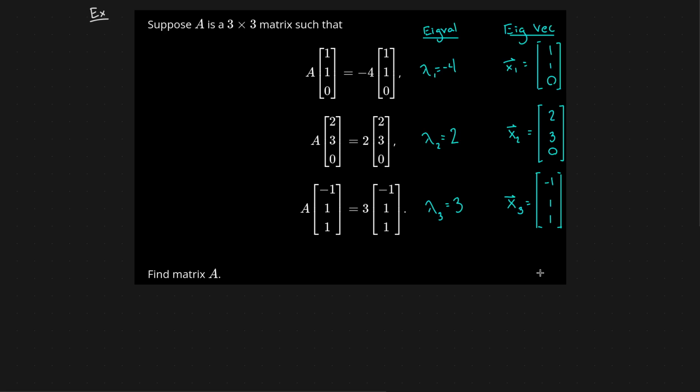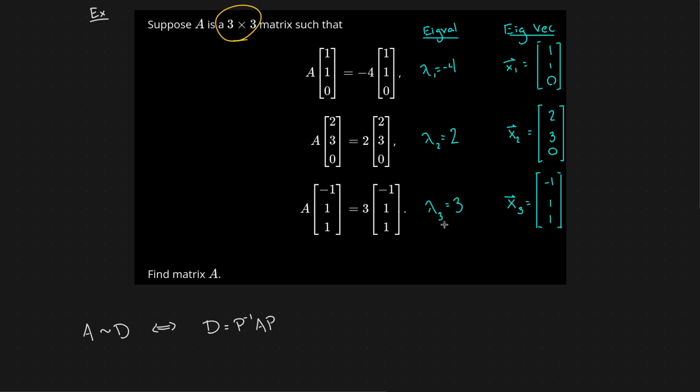Well, remember what we just learned about diagonal matrices. A is going to be similar to a diagonal matrix D if D is equal to P inverse times A times P, where the entries of D are the eigenvalues of matrix A, and matrix P are the eigenvectors of matrix A, as long as we have n linearly independent eigenvectors. In this case, we're dealing with a 3 by 3 matrix, so we need 3 linearly independent eigenvectors.